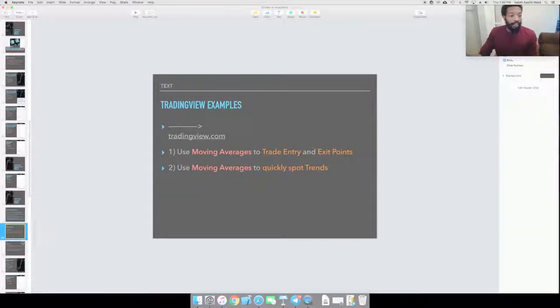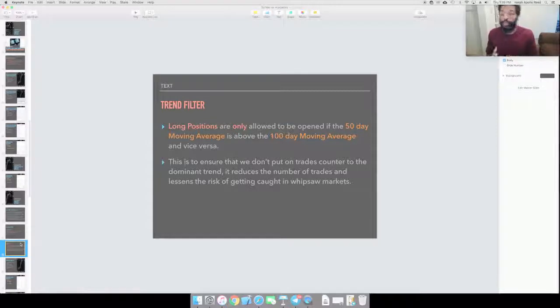All right. So what do we have next? We have trend filters. I like trend filters. It allows you to be more disciplined with your trades. Long positions are only allowed to be open if the 50-day moving average is above the 100-day moving average. So if you're doing swing trades or position trades, this will make sure you don't place too many low quality trades. This will make it so the market will always be in your favor because you're trading with the trend.